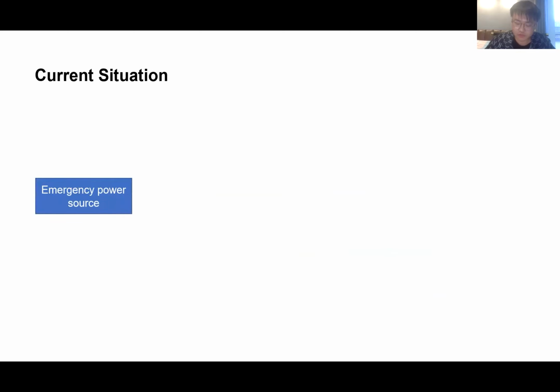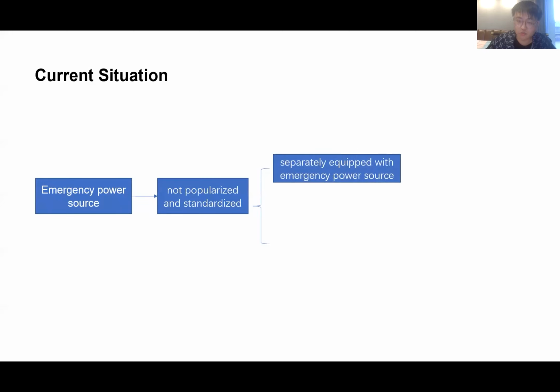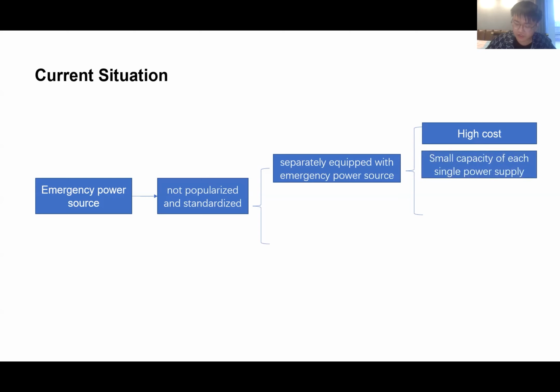With 3 kinds of emergency electrical power sources and 2 main methods, current emergency power supply measures are still not popularized and standardized. Some people are usually equipped with emergency electrical power sources separately for their own needs, which causes a lot of problems, such as the high cost of buying and maintaining the sources. And this means each person only needs to buy an emergency electrical power source with a small capacity, and it leads to many units and occupied areas.